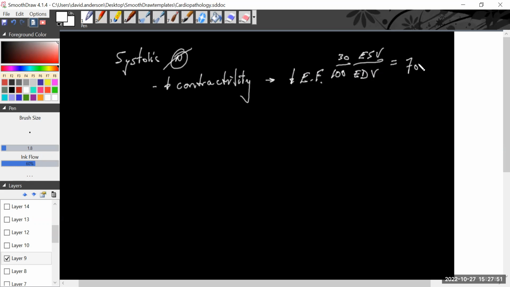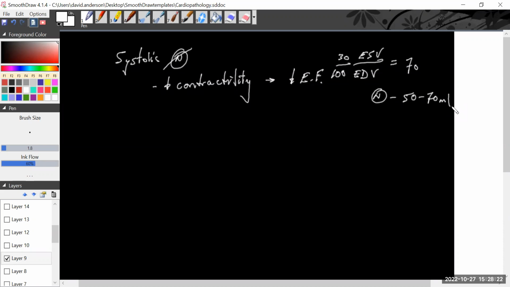70% was ejected. So we can determine our ejection fraction from understanding the volumes of blood inside the ventricle at the end of systole and at the end of diastole. So that's going to give us our ejection fraction. A normal ejection fraction is somewhere between 50 and 70%. If we get much below 40, it's by definition described as being heart failure.